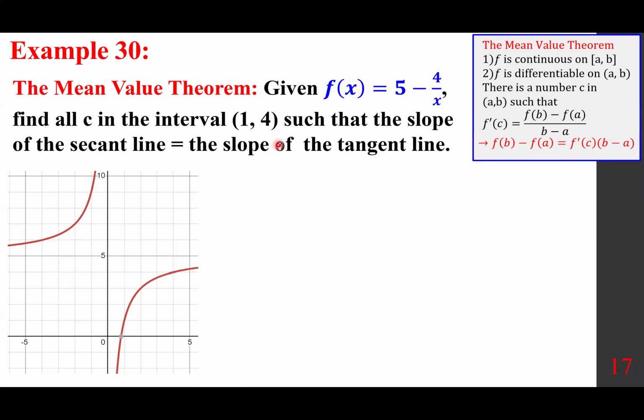So here's roughly the graph of 5 minus 4 over x. Here's number 1, here's number 4, connected. So we are looking for a tangent line that is parallel and it's in between. So we are looking for this point. That's what we are looking for.